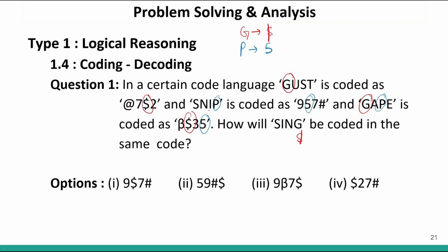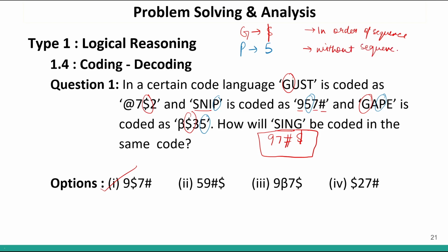Now, the remaining letters are S and I, and the remaining codes are 9, 7 and hashtag. So the final code will be 97 hashtag dollar, and it is given in option number 1. The sequence is not important because these are not coded in sequence. There are two types of coding and decoding I've told you. First is in order of sequence and the second is without any sequence. This is without any sequence, hence option number 1 will be your correct answer.